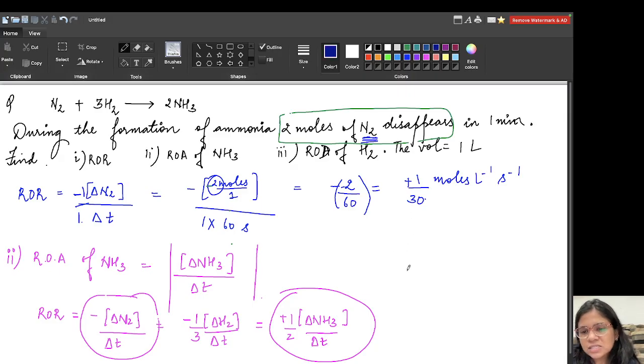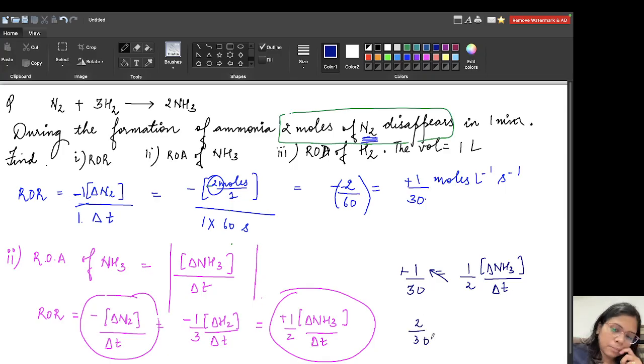So just equate these both. When you equate these both, what will you get? Plus 1 by 30 will be equal to 1 by 2 delta NH3 by delta T. Just cross multiply it, you will get 2 by 30 equal to delta NH3 by delta T, which will be equal to 1 by 15. So 1 by 15 is the rate of appearance of NH3.